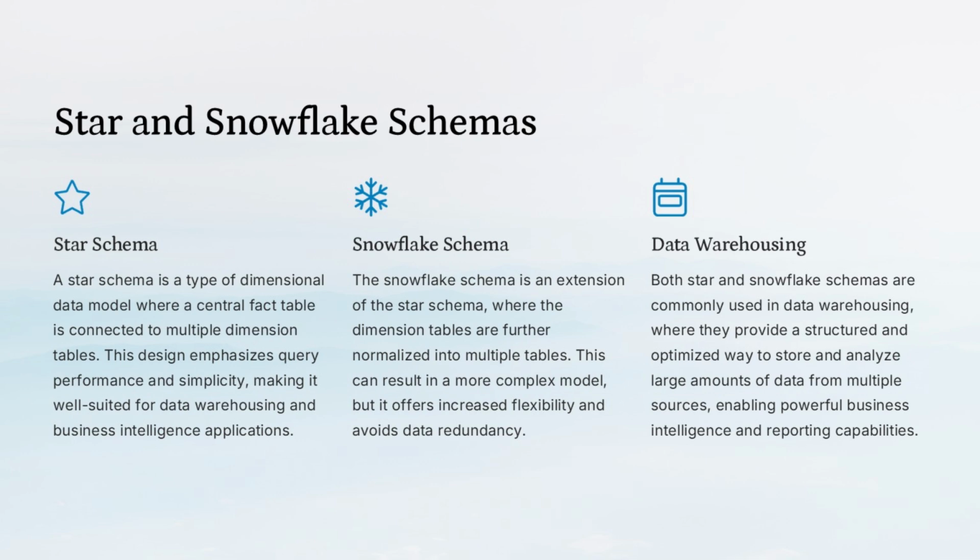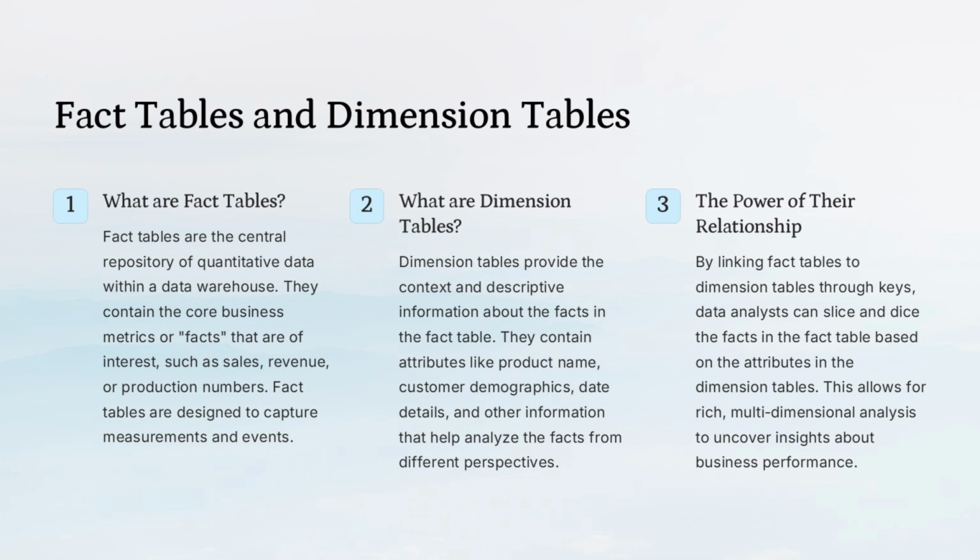Both star and snowflake schemas are commonly used in data warehousing to store and analyze large amounts of data from multiple sources. This enables powerful business intelligence and reporting capabilities. Fact tables are the core of a data warehouse, containing the key business metrics and measurements. They capture the quantitative data that is central to analysis and decision-making.